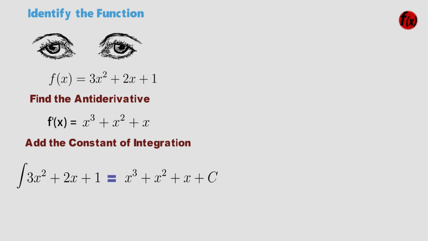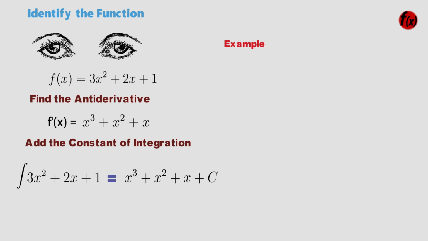Step 4. Verify your answer. To make sure you didn't mess up, you can differentiate your answer and see if you get back to the original function. If you differentiate x cubed plus x squared plus x plus c, you should get 3x squared plus 2x plus 1.